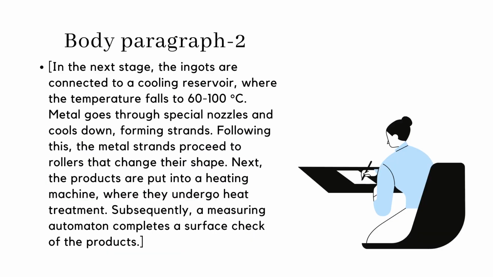In the next stage, the ingots are connected to a cooling reservoir, where the temperature falls to 60 to 100 degrees Celsius. Metal goes through special nozzles and cools down, forming strands. Following this, the metal strands proceed to rollers that change their shape. Next, the products are put into a heating machine where they undergo heat treatment. Subsequently, a measuring automation completes a surface check of the products.